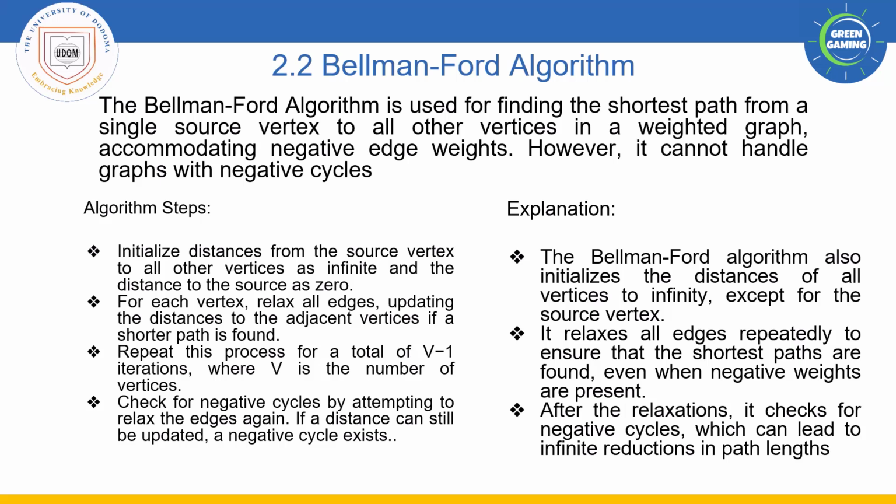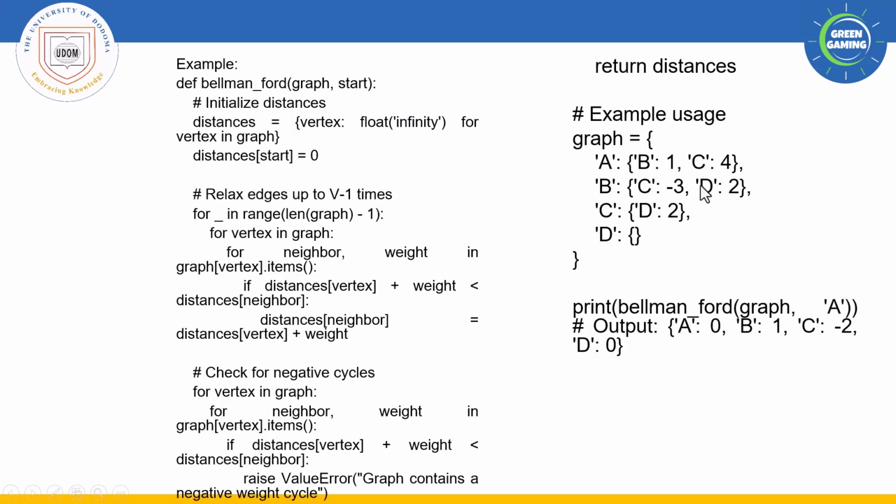So that is the Bellman-Ford algorithm. Let's take an example for this. For instance, we have this kind of graph: A to B with weight 1, A to C with weight 4, B to C with weight minus 3, B to D with weight 2, and C to D with weight 2. At first it will set every vertex to infinity except for the first vertex A, which will be equal to 0, right? Then it will start exploring each neighbor. It will explore A to B, and we get B equals 1.